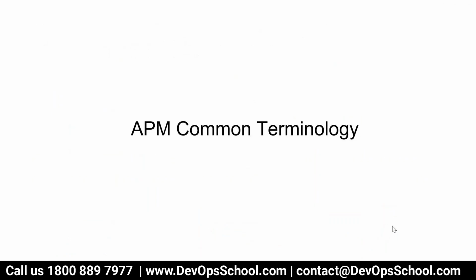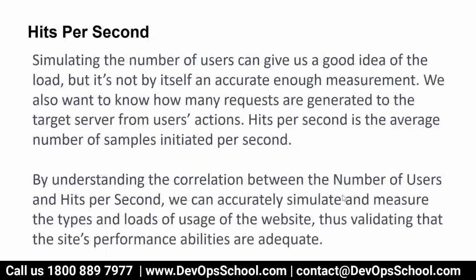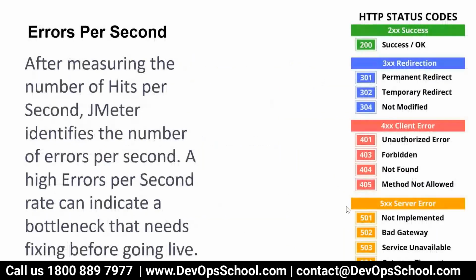In order to set up the APM, what are the things we have to do? You need to understand some of the terminologies. I believe you understand this: number of users, hits per second, very well defined. Errors per second. Okay, on the right side, what exactly is it when we say it's an error?